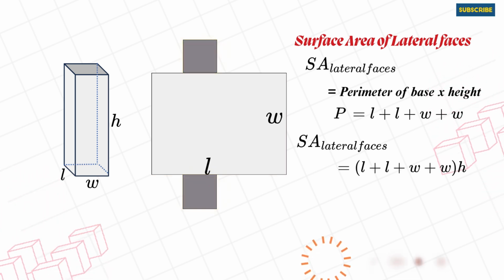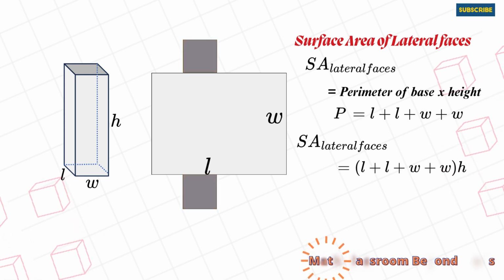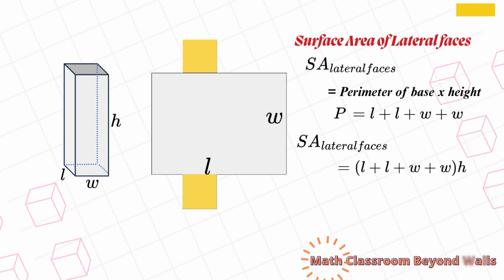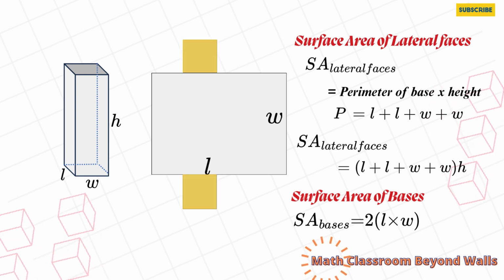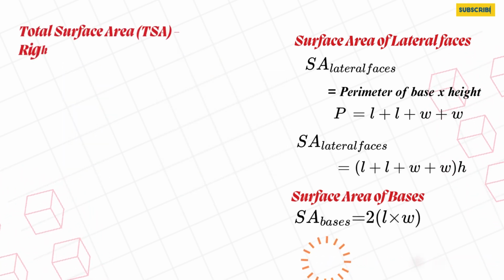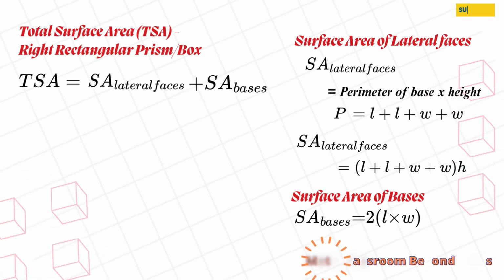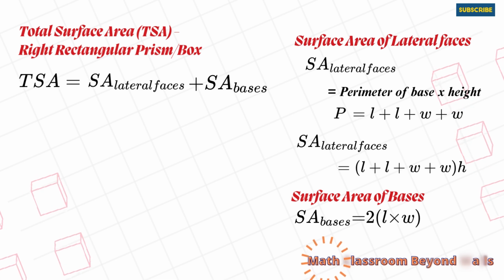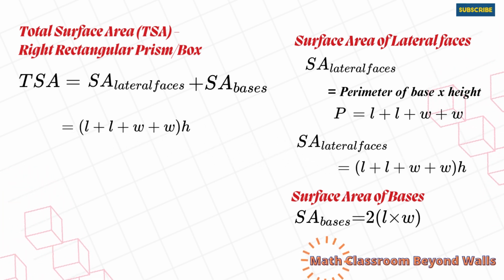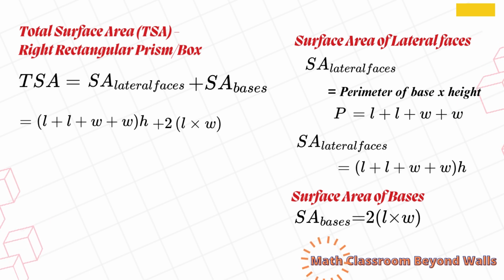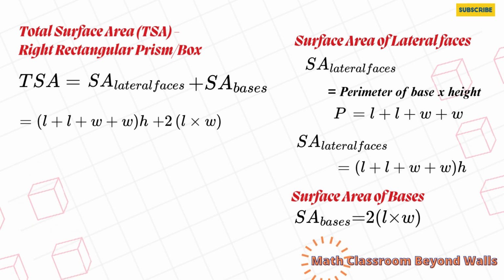Note that we still have the 2 bases. Since the bases are also rectangles, we will multiply its length and width to get its area. There are two of them, so their surface area is 2 times the product of the length and the width. The total surface area of the box or prism is therefore the sum of the surface area of the lateral faces and the surface area of the two bases. Plugging in the expression for the area of the lateral faces and the area of the bases, we have the formula in solving for the total surface area, TSA, of the rectangular prism or the box.